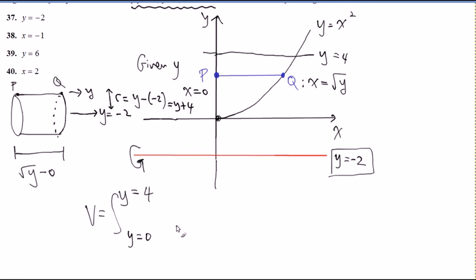So what is the area of the side of the shell? 2 pi, right, the radius, the circumference. What is the radius here? The radius of this shell, the bottom radius. Y plus 4. See that? That was the radius of rotation there. What's the height of the shell? The height of the shell here is root y.